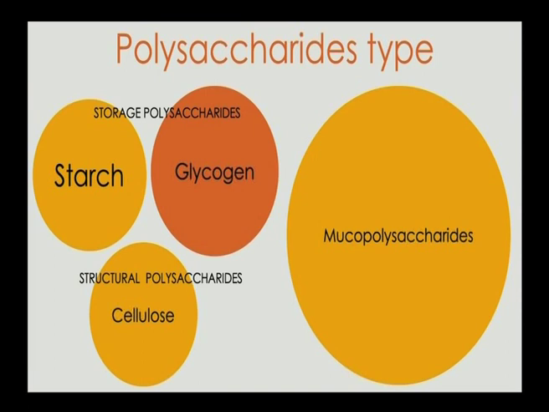Structural polysaccharides like cellulose are the main components of the cell wall in the plant cells. They provide for the structural functions of the plant cells. And the third type of polysaccharides is the mucopolysaccharides. They are called mucopolysaccharides because they produce gel-like substances called mucilage. These are sticky in nature, and this is the reason why they have these adhesive properties.